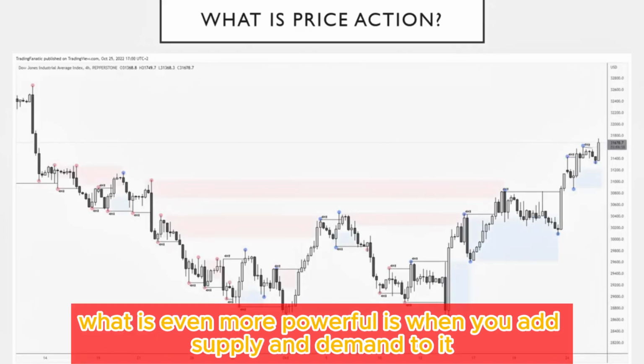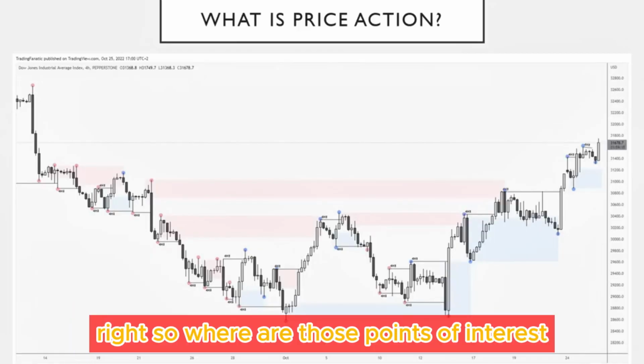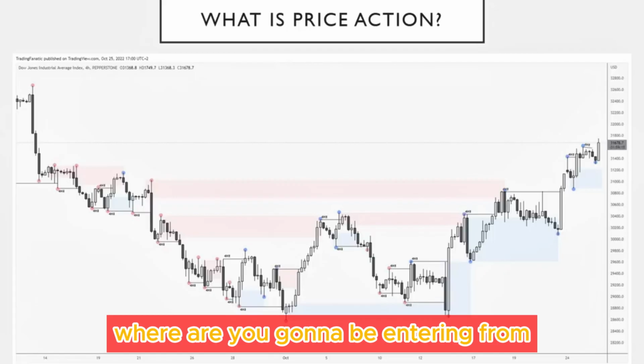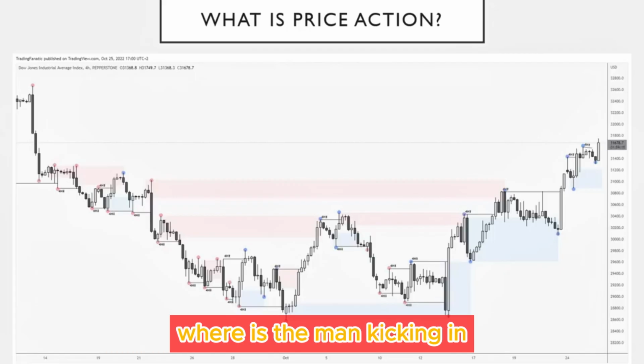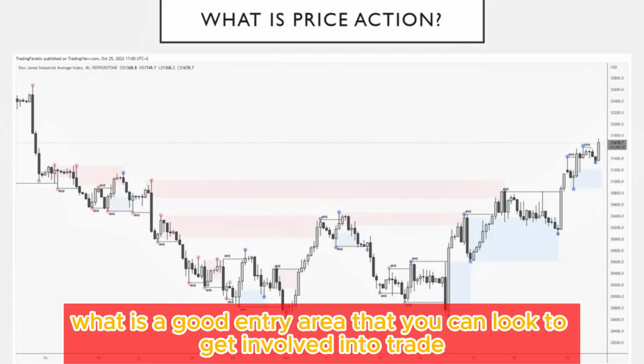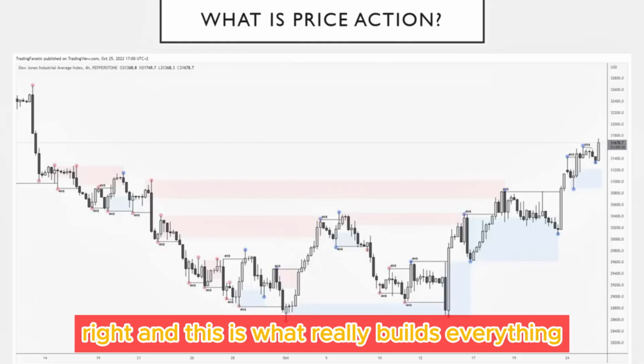What is even more powerful is when you add supply and demand to it, right? So where are those points of interest? Where are you going to be entering from? Where is supply really kicking in? Where is demand kicking in? What is a good entry area that you can look to get involved in a trade, right? And this is what really builds everything.